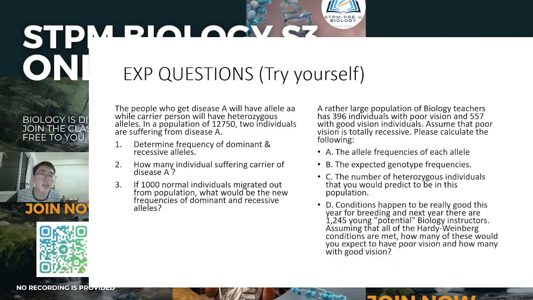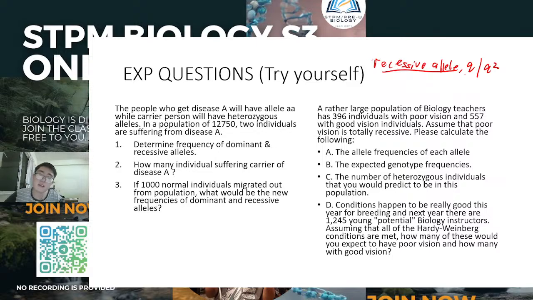Okay, next we go to the example questions. There are two example questions. Please try them yourself. Maybe I give you 10 minutes or so. Try your best. My clue is: please find the recessive allele first. Use the recessive allele to solve this question, either q or q square.